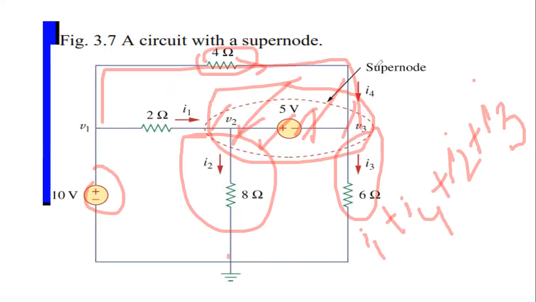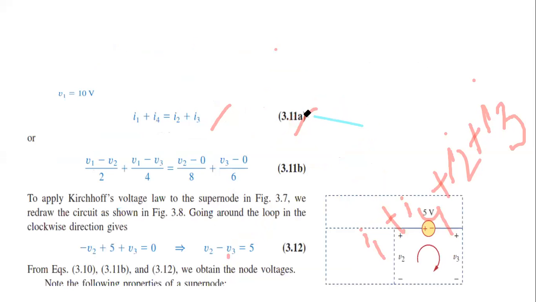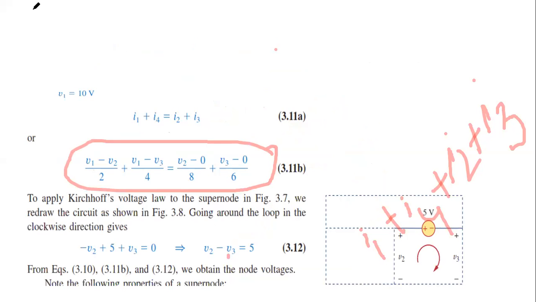So all these things we can see here in this slide. I1 plus I4 equals I2 plus I3, and all these values have been placed here. So this is one equation. Now in this one, we know that V1 is 10 volt. Still V2 and V3 are left. We have only one equation, and still we have two variables.